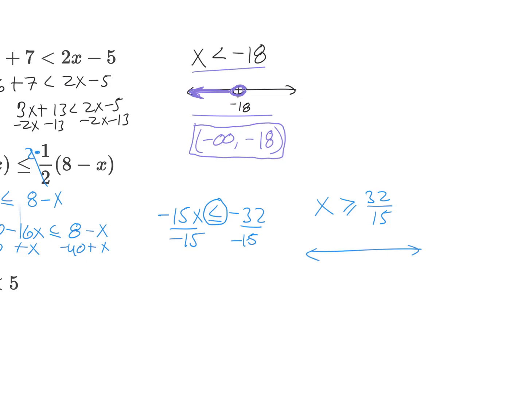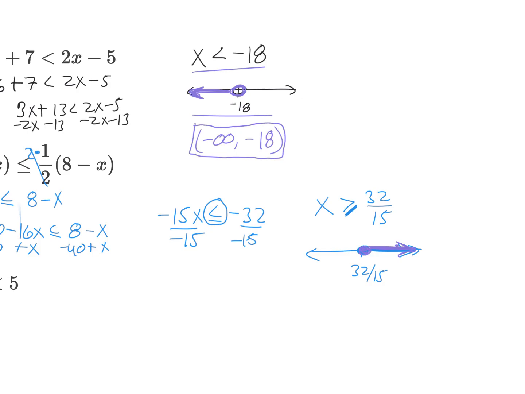And then I would graph these. I would have a point right here at 32 over 15. Because it's with equality, I'm going to have a closed circle. Anything bigger than this number is going to go to the right. So it's going to be everything over here. Let me use a different color actually. So it's going to be everything over here.